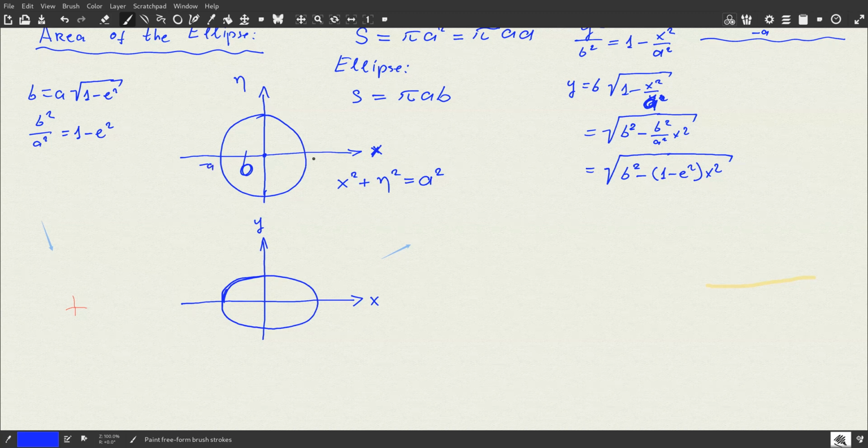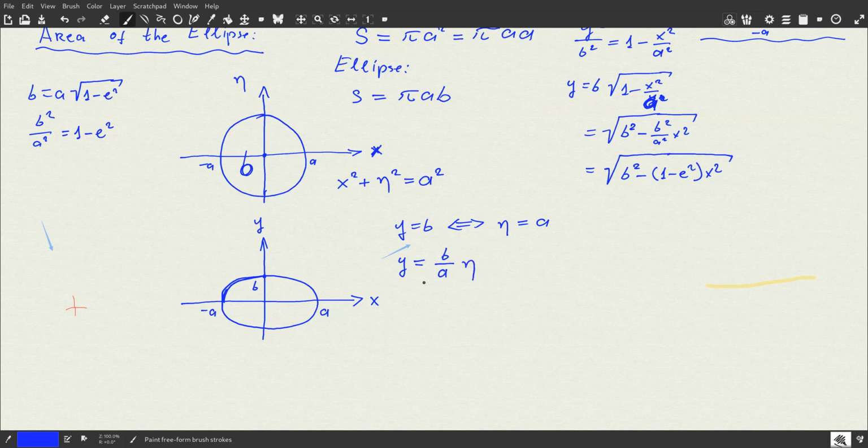So this is minus a to plus a. This is minus a to plus a as well. But this point is b, so y equals b should correspond to eta equals a. Therefore, basically the transform between the two systems is: x is the same, but y would be equal to what? Eta, b over a, divided by eta, all right?